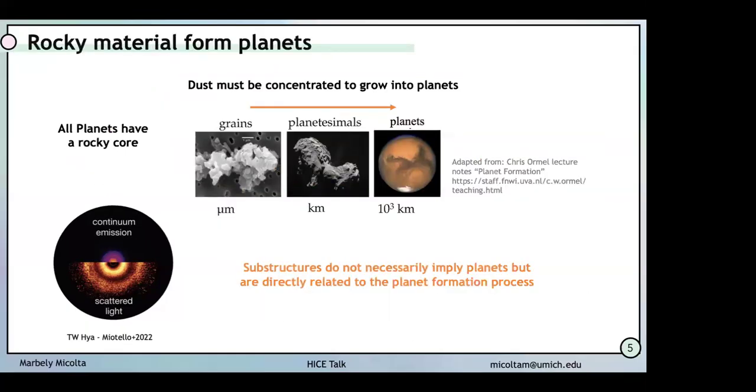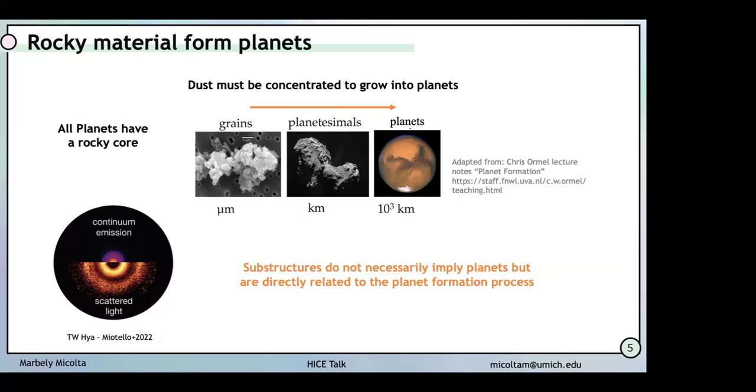My little contribution to this area is studying the rocky material. We know that all planets have a rocky core. You need to form a rocky core to form a planet in the first instance. So we need to have a concentration of dust so it can grow. And this is how you pass from micron size dust to kilometer-size planetesimals. It's a whole field of theory that is always in development.